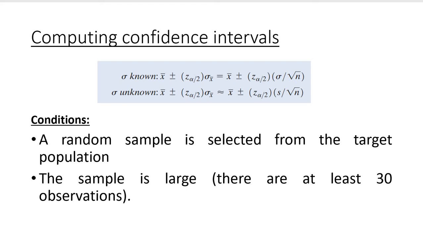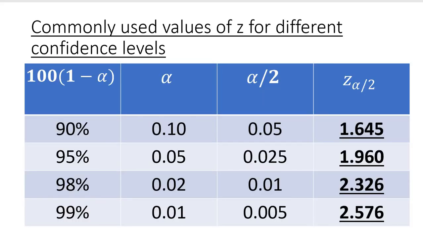of observations. Okay, so there are several commonly used confidence levels. 90% certainty, 95% certainty, 98% certainty, and 99% certainty. And the corresponding value of alpha is simply 1, because probability is equal to 1, minus the corresponding confidence coefficient.